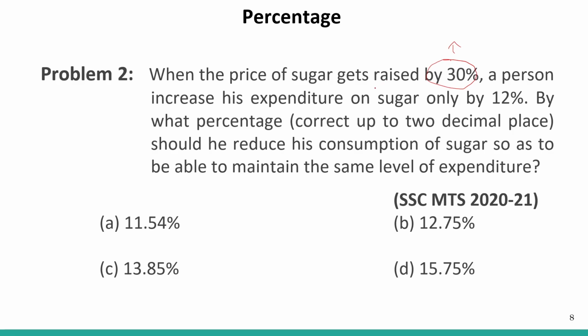Because of this hike, his expenditure went up by 12%. So how much should he decrease his consumption so that the expenditure becomes the same as last time? Okay, it doesn't get hiked up. This question was asked in the SSC MTS 2020 and 21 paper. So is it 11.54%, 13.85%, 12.75% or 15.75%? Let's see.